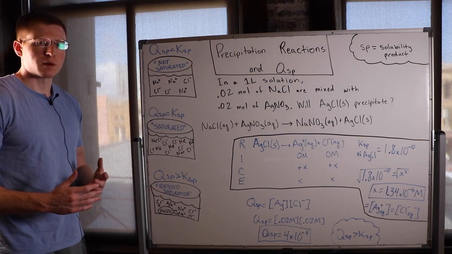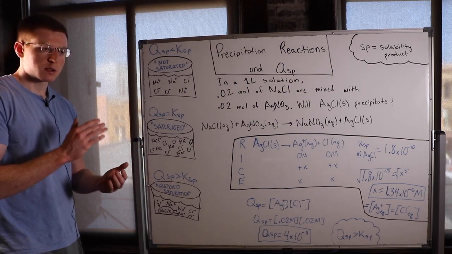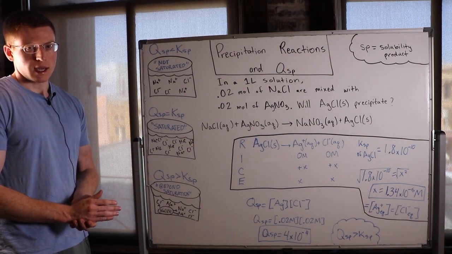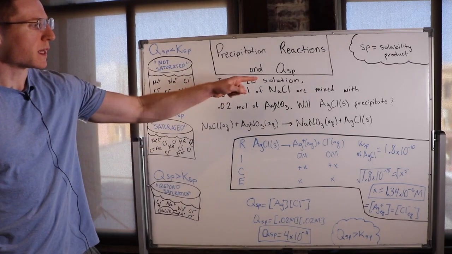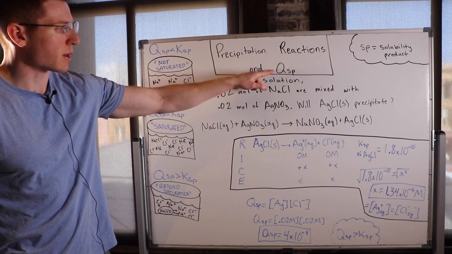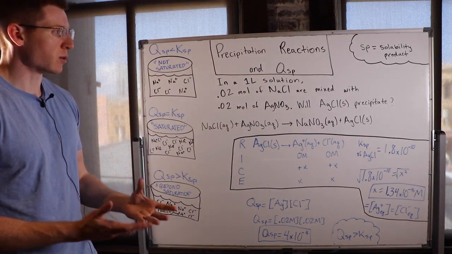So this should sound a little bit familiar, this letter Q. Remember earlier in the semester we talked about K and Q. And K, remember, is our equilibrium constant, while Q has the same form as the equilibrium constant, but it describes a reaction not necessarily at equilibrium.